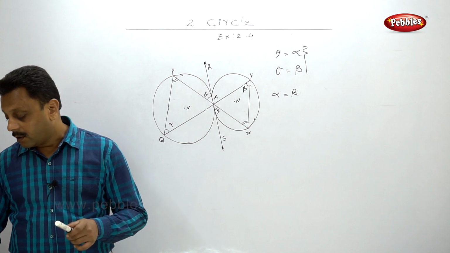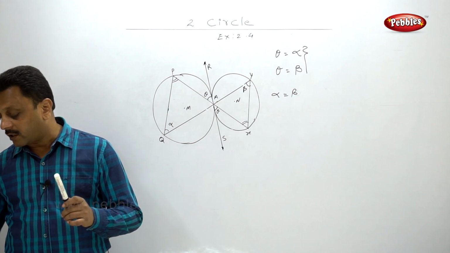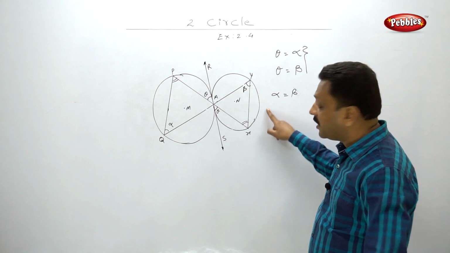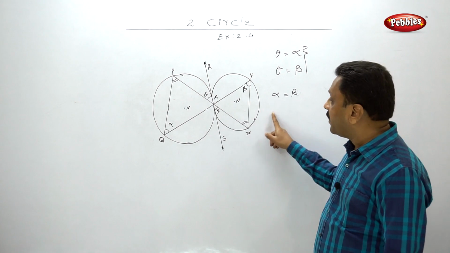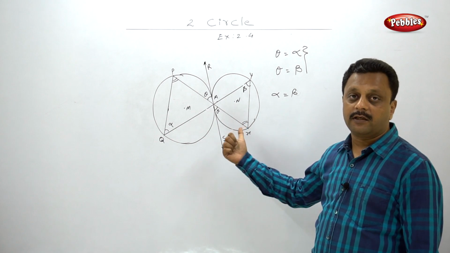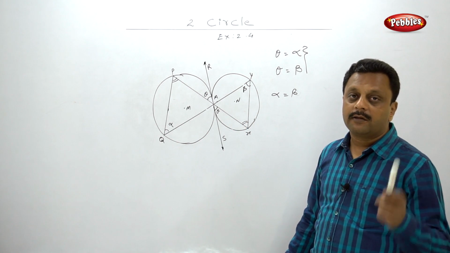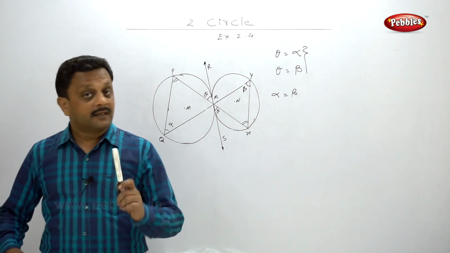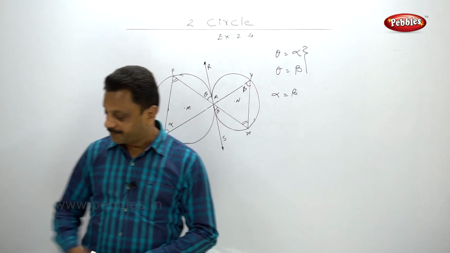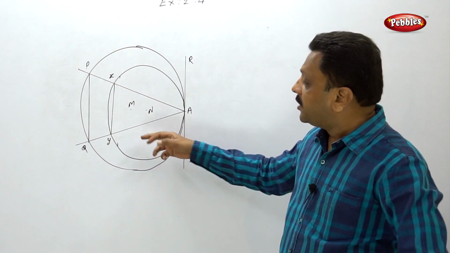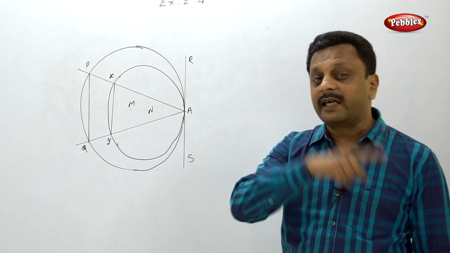externally. They just said that suppose two circles are touching at A. That means this is only one condition where these circles are touching externally, but there is a possibility that circles are touching internally. So let us see the second case here. So what will be the second case? Second case is these two circles are touching internally.